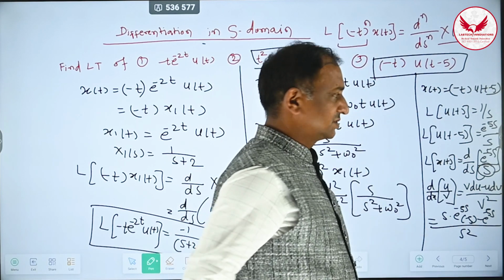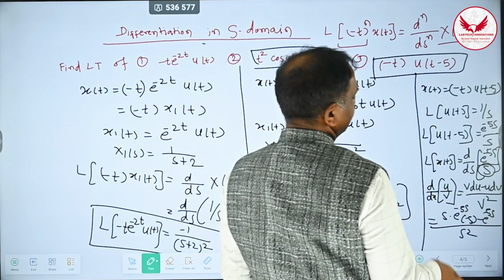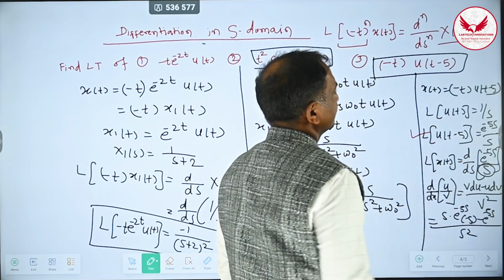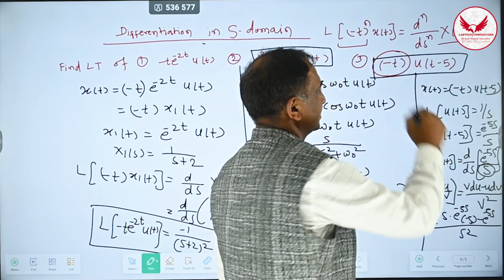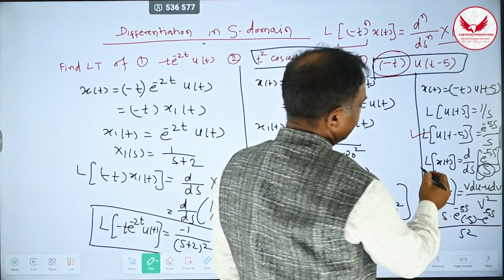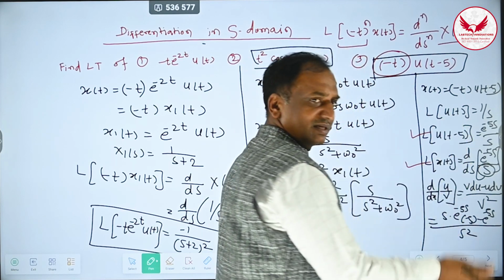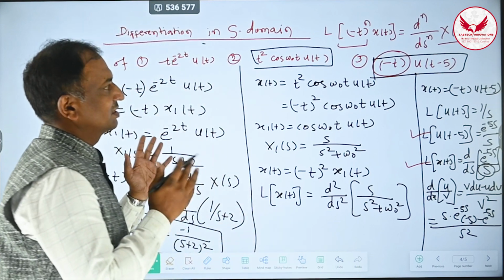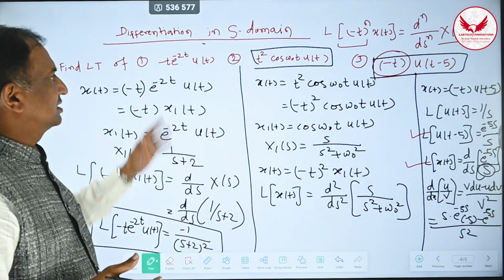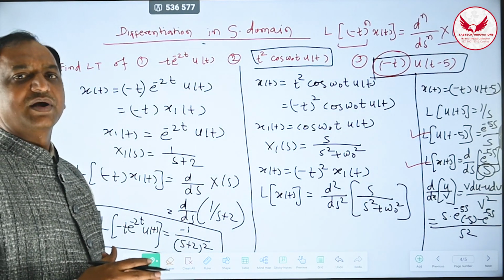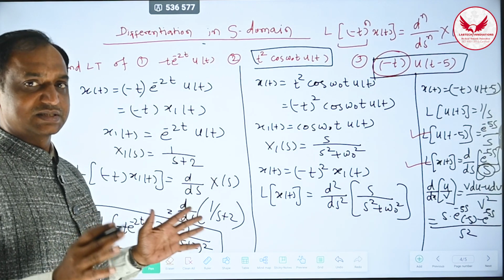Here we have used two properties. One is the time shifting property. After that, again multiplied by this minus t, we have used the differentiation property. In this way, if any complex signal is given to you, just by using properties you can find the Laplace transform of any basic signals.